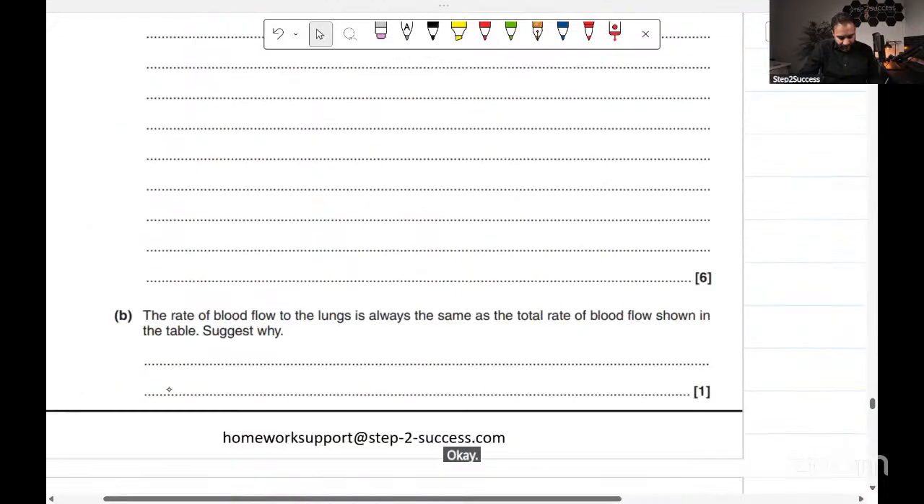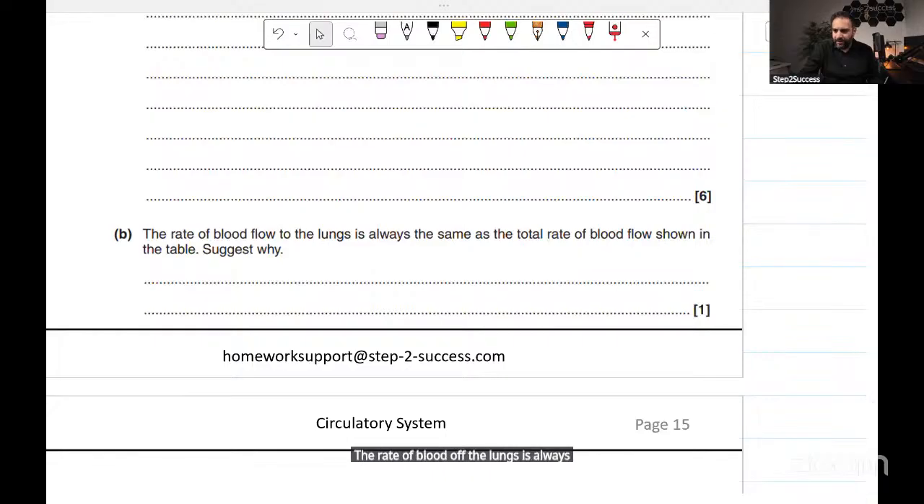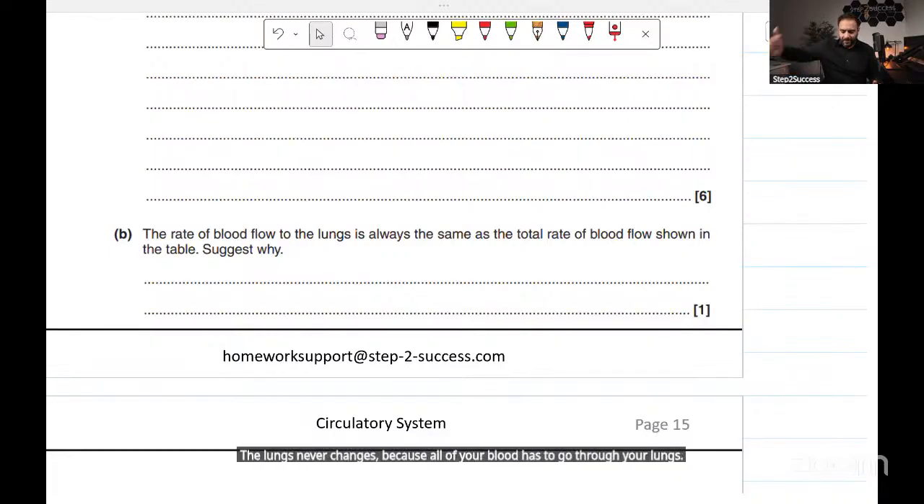And right, there's a different question. The rate of blood flow to the lungs is always the same as the total rate of blood flow shown in the table. Well, I think it's because all of the blood goes through the lungs, because that's where it gets the oxygen. So basically the amount of blood going through the lungs never changes because all of your blood has to go through your lungs to get oxygen, essentially. So all of your blood goes through the lungs is essentially the answer to that.